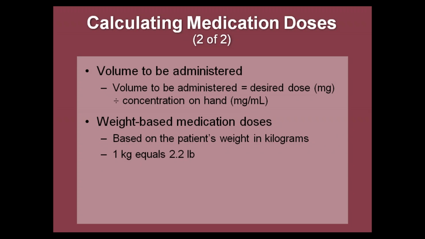Weight-based medication dosages are based on the patient's weight in kilograms. A lot of this becomes a big factor when we're giving medications to pediatrics. In pediatrics, everything is basically weight based, right? Not everything in adults is weight based. We have a dosage range that we typically use.